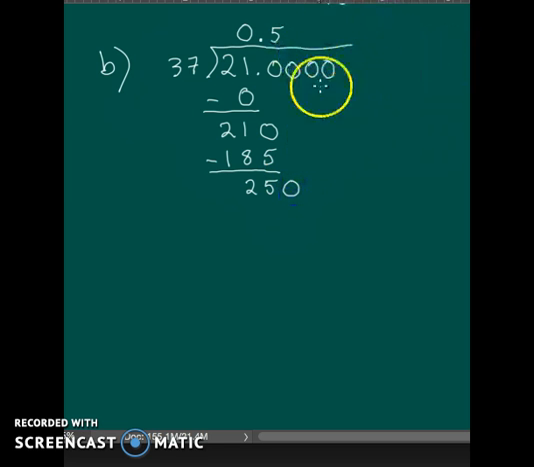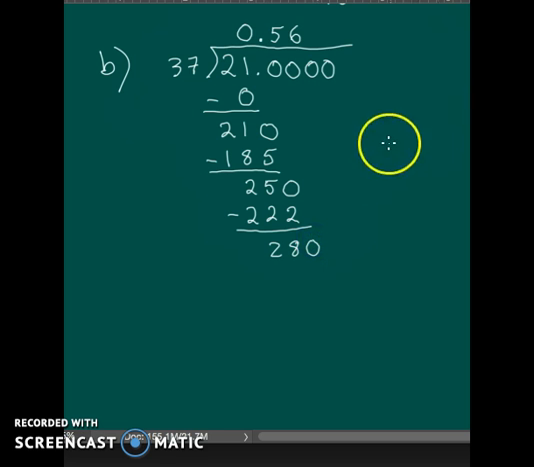How many times does 37 go into 250? Take a second to think about it, and you'll find that it goes 6 times, and 6 times 37 is 222, so that's what I'll subtract from 250, and what I get is 28. I'll take down the third 0.